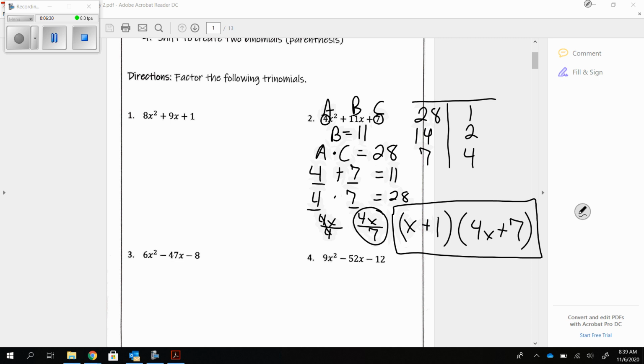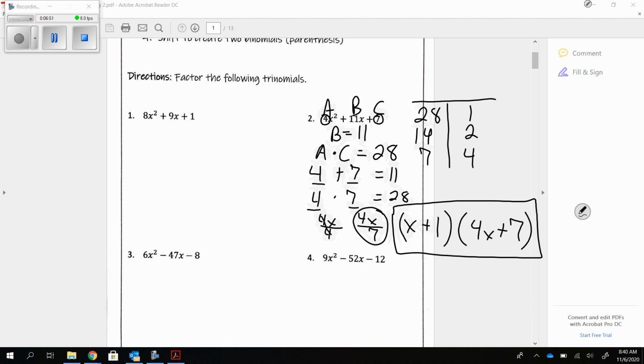Just make sure you know your factors. What can we multiply to get to 28? Or what can we also add up to get to 11? A times C is 28, so what can we multiply to get to 28? You got to do the factors of 28. What among those factors can equal 11?